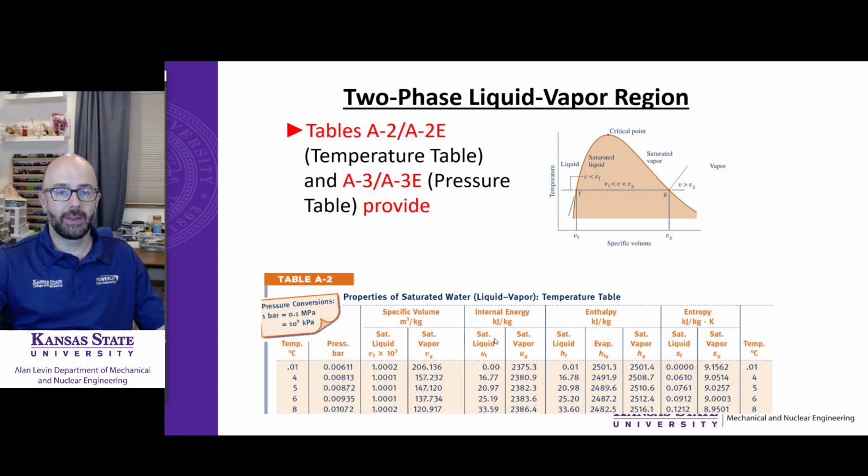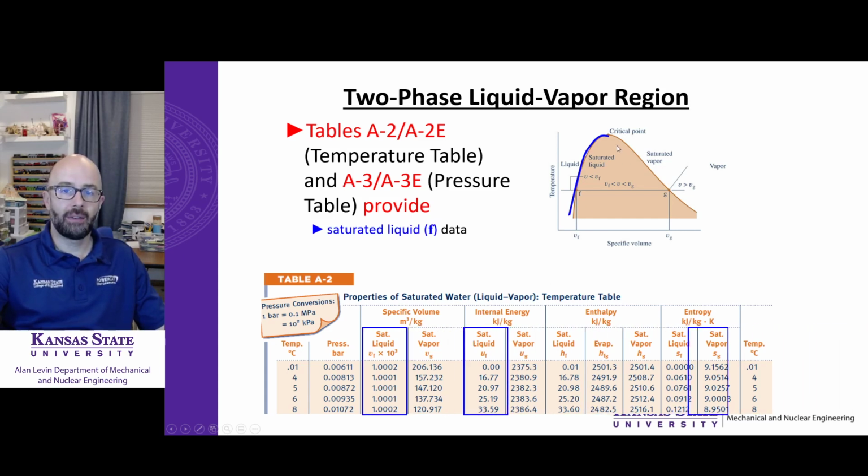We are going to look at specific volumes, internal energies, enthalpies, and entropies, and they're going to give us the information for what happens if it's saturated liquid, which means it's on this line, and what happens if it's saturated vapor and it's on this other line. We're going to label that with vf and vg, or that subscript f and g all the way along as we go through here.